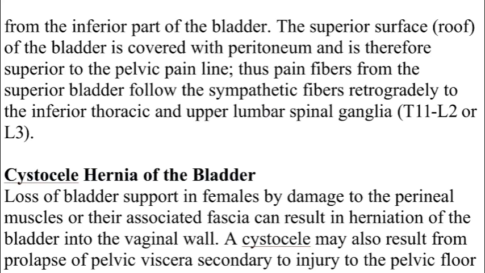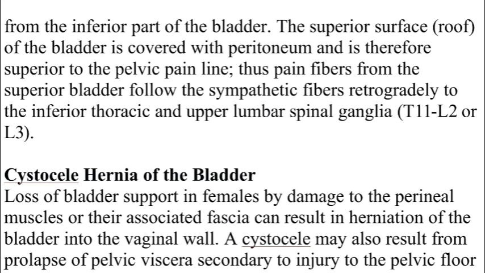Cystocele, hernia of the bladder. What is that? Loss of bladder support in females by damage to the perineal muscles or the associated fascia can result in herniation of the bladder into the vaginal wall. A cystocele may also result from prolapse of pelvic viscera secondary to injury to the pelvic floor during childbirth.